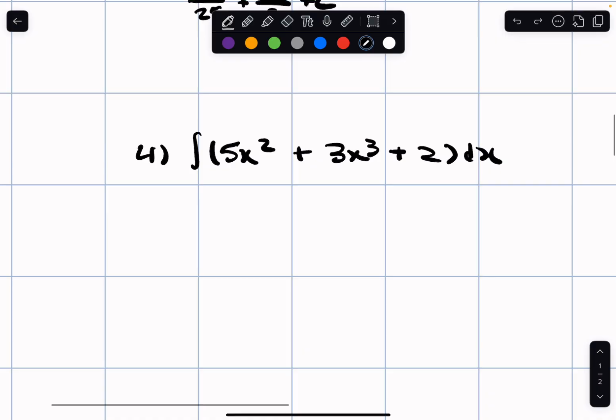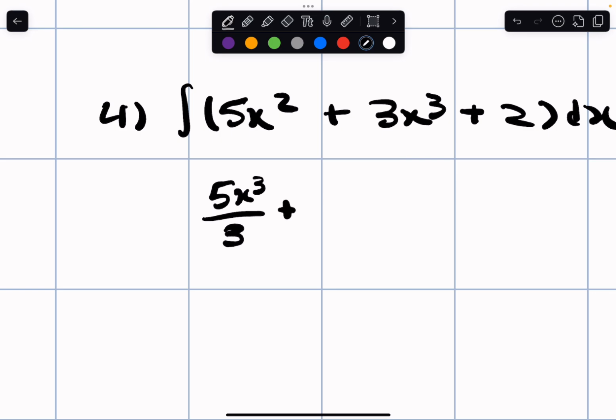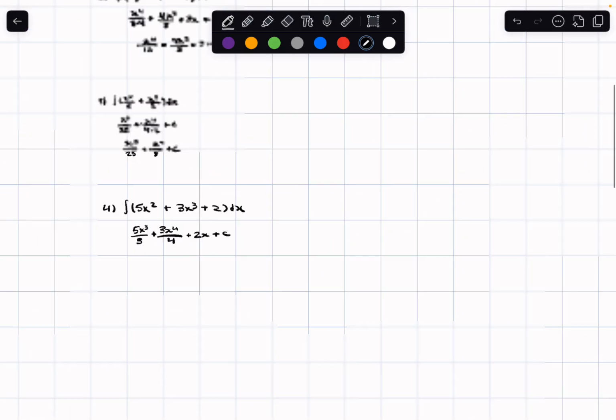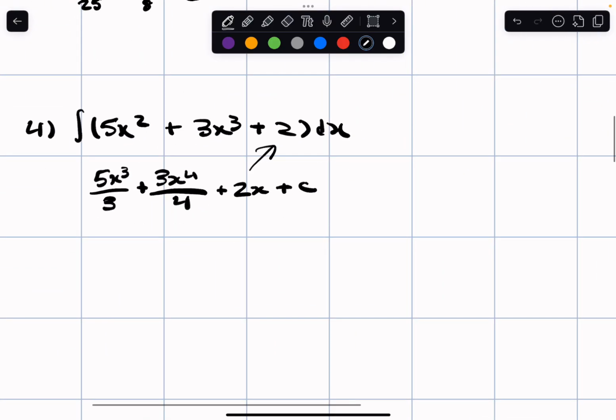And then last but not least, we're going to do the same thing. We're going to add 1 to the power and divide it. Same thing here, we're going to add 1 to the power, so 3 plus 1 is 4, so it's going to be 3x to the 4th divided by 4, plus, remember we just have a constant, we're just going to add x to it, so 2x plus c. And then when we take the derivative of this, we should get what's inside of here.